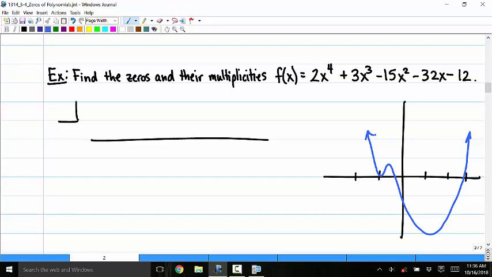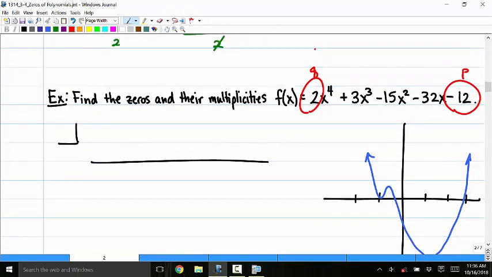That's what we've done today, right? Possible rational zeros. P over Q. Where's P going to come from? -12. Where's Q going to come from? The 2. So up above, P is 12. So what's the list of P? 1, 2, 3, 4, 6, and 12. Q was 2, so I get 1 and 2.